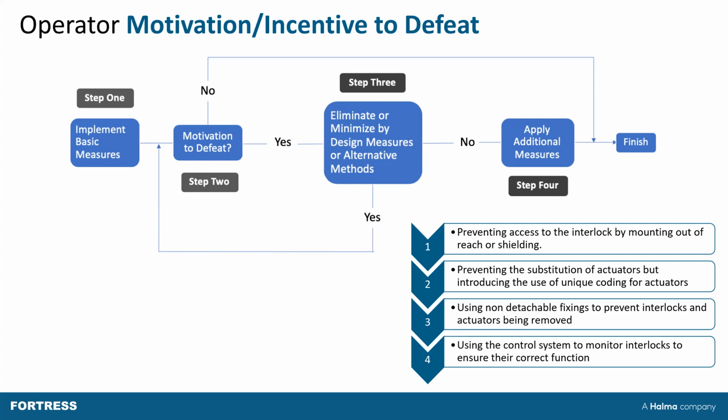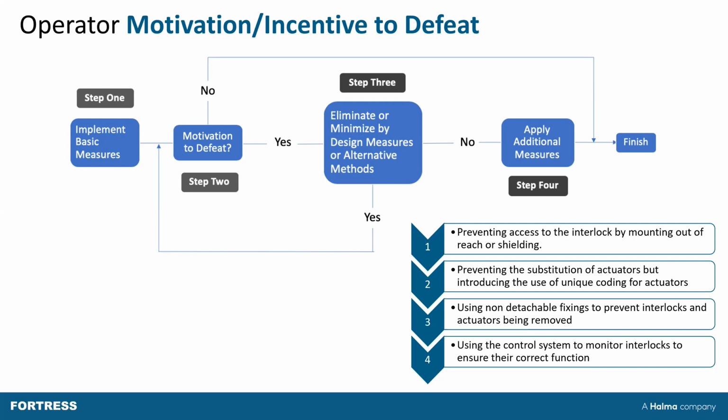This is really the basics. You implement the basic measures laid out in your risk assessment process in 14119, in 12100, and then ask the question, does motivation to defeat exist? If it does, then you have to look at how you eliminate that. And that might be exactly what I've just described, where you find another means of carrying out the task without the operator being exposed to the hazard. If it doesn't exist, you're fine, you're done and dusted.